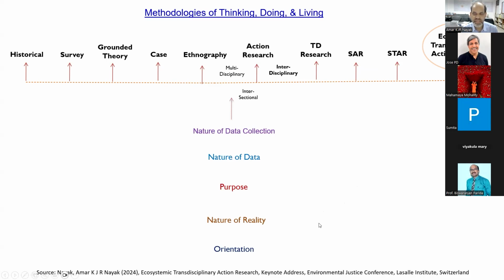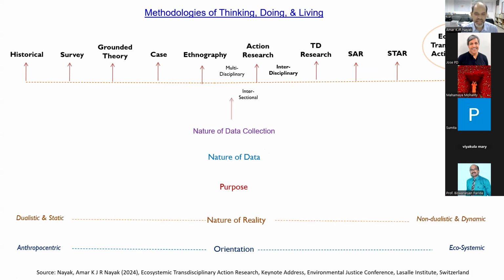the differences between these methodologies are rooted in, or can be distinguished by, the orientation, the nature of reality, the purpose it serves, the nature of data, and the nature of data collection. The orientation at one end is mostly anthropocentric, that is human-centered, whereas on the other side it is ecosystemic. In the same way, the nature of reality at one end is dualistic and static, whereas at the other end we see reality as non-dualistic and dynamic.